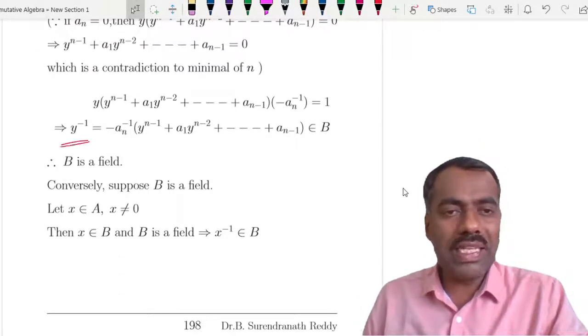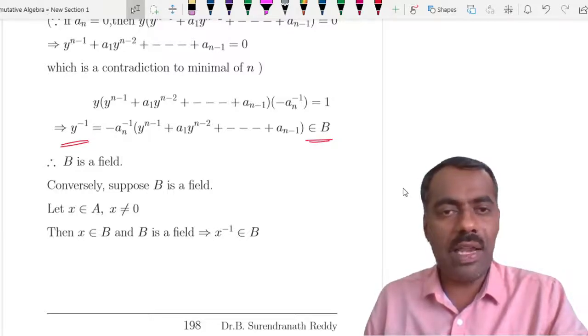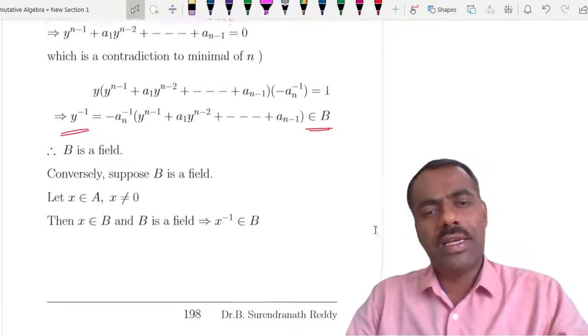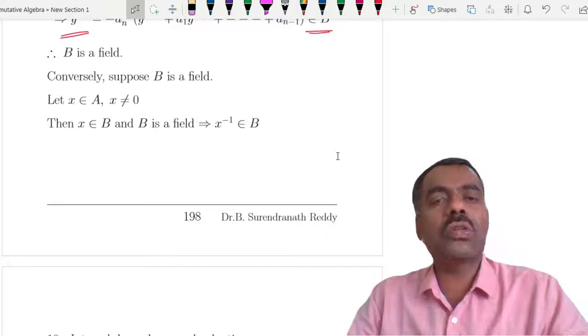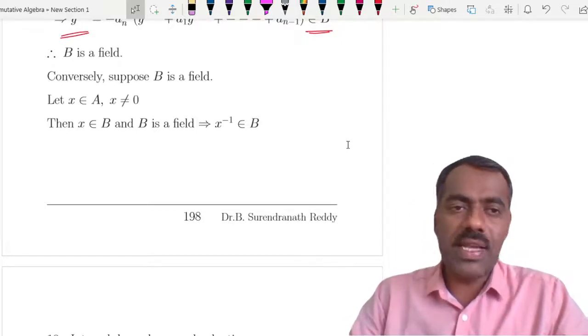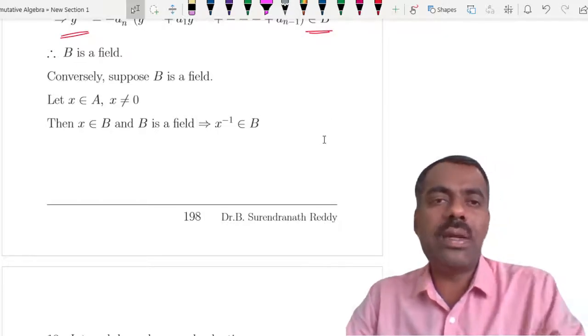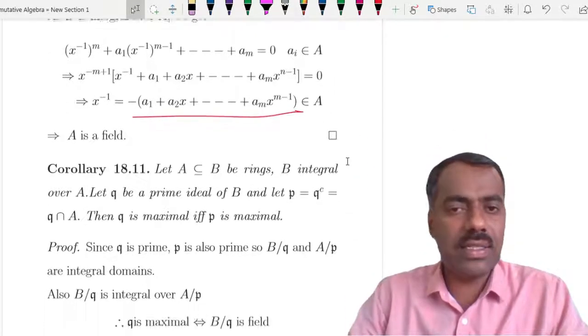So what you get is y inverse, which is this. So therefore this belongs to B, because all the remaining elements are coming from B only, right? Hence B will be a field. Similarly, suppose B is a field and you take a non-zero element x. We want to show that x inverse is again in A. So write x inverse as a linear combination of elements of A, that is this one. Okay, we are able to write x inverse as this, right?